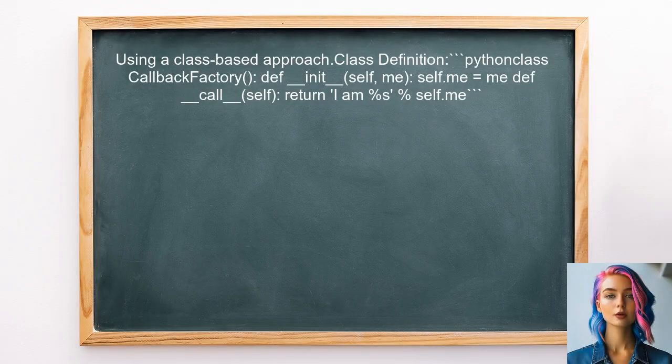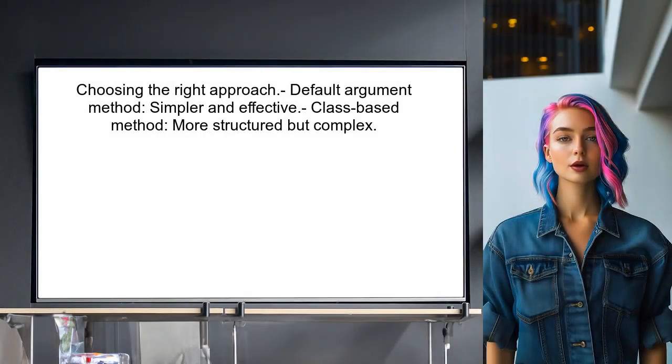Alternatively, the user can use the class-based approach mentioned in the edit. This method encapsulates the value of me within an instance of the class. Both methods are valid, but using a default argument is simpler and more straightforward for this case. The user can choose the approach that best fits their needs.